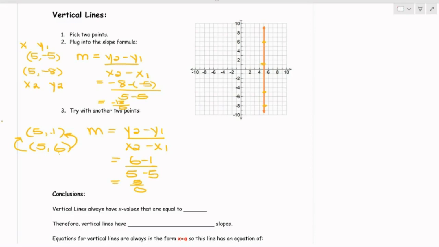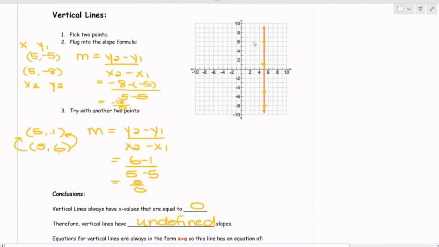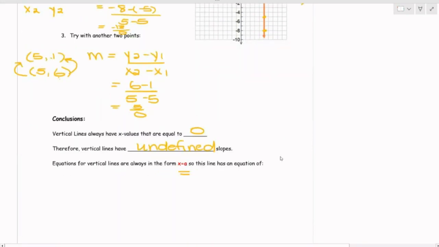So anytime you're dealing with a vertical line, the denominator is going to be equal to 0. So here your x values will always subtract to 0. Now, when that happens, we don't say they have a slope of 0. What we say is these vertical lines have undefined slopes. And for this, you're going to see x equals a as the general equation because it's passing through the x-axis, right? This line is crossing through the x-axis. And where is it crossing through? At 5. So for this line, we get an equation x equals 5. And there you have it.